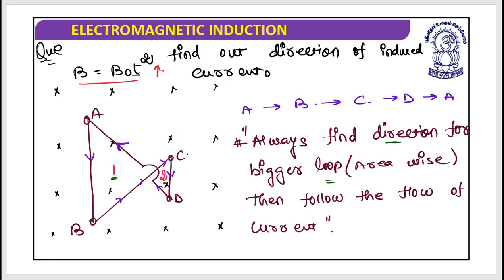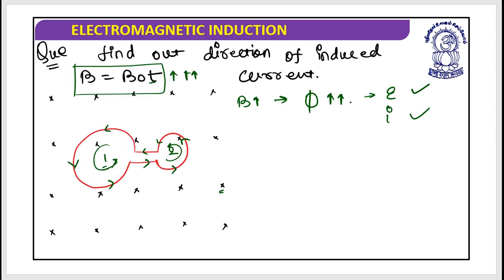So please do not make your own rules, they are not going to work for sure. Please follow this rule only, that always find the direction for the bigger loop, and then you are going to follow the direction of the current. I hope this is clear. So this is the direction of induced current. Is it clear? Great.